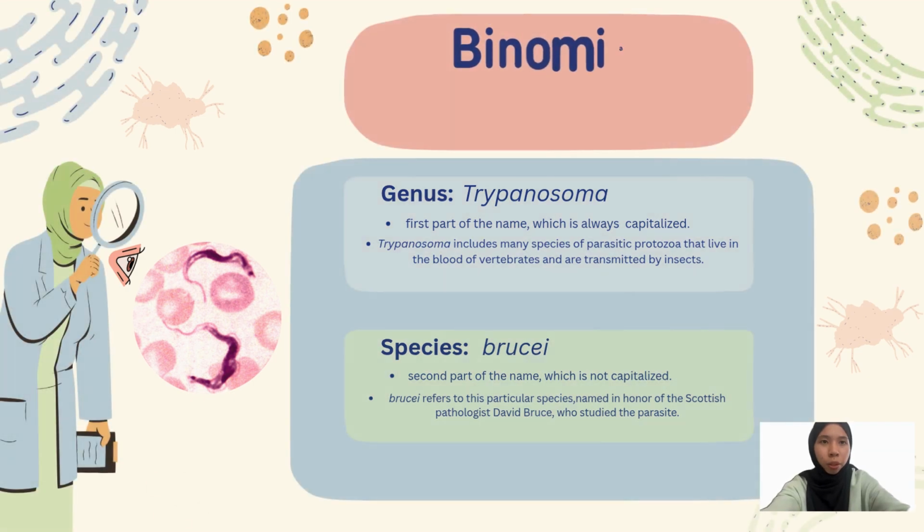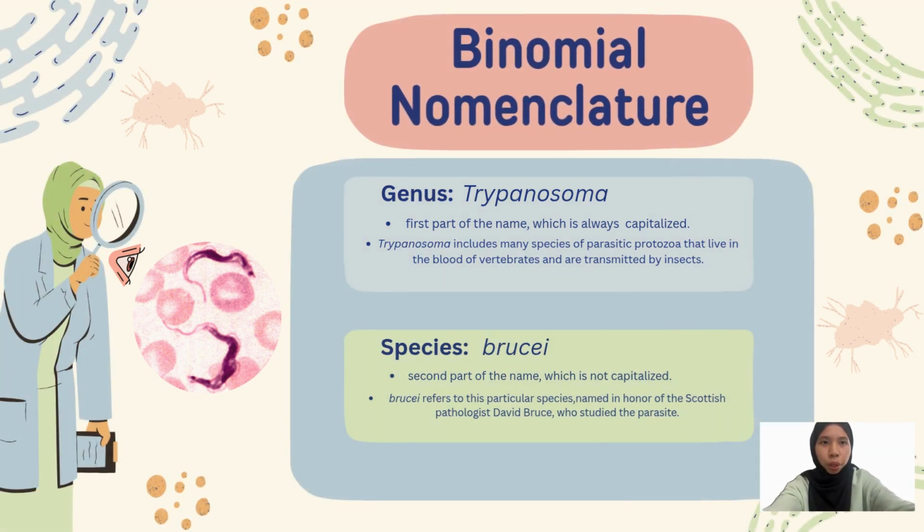Next is binomial nomenclature. For this protista, the genus is Trypanosoma. It is the first part of the name, which is always capitalized. It is a group of organisms that are closely related. Trypanosoma includes many species of parasitic protozoa that live in the blood of vertebrates and are transmitted by insects.